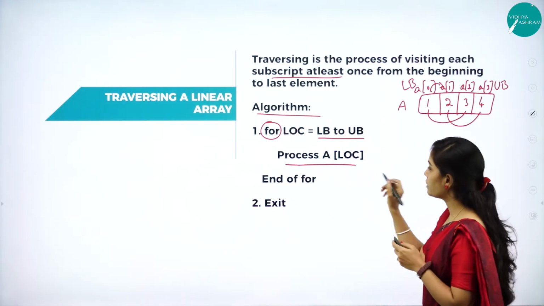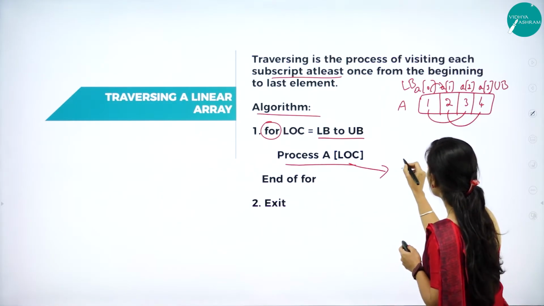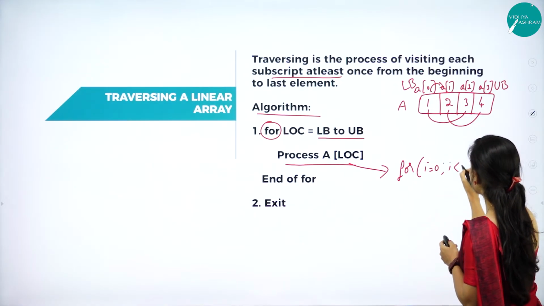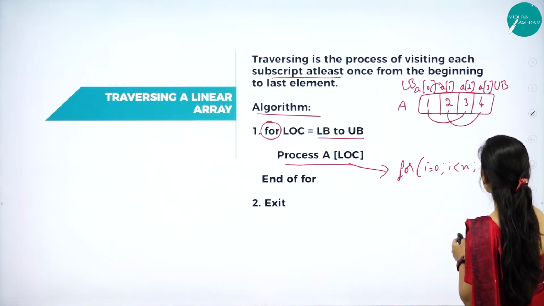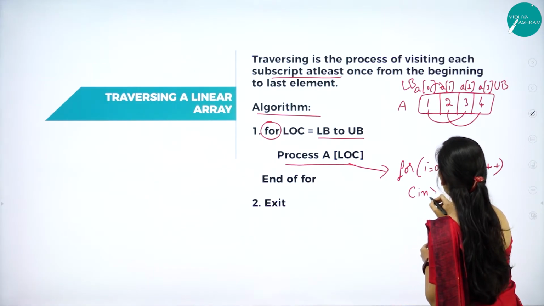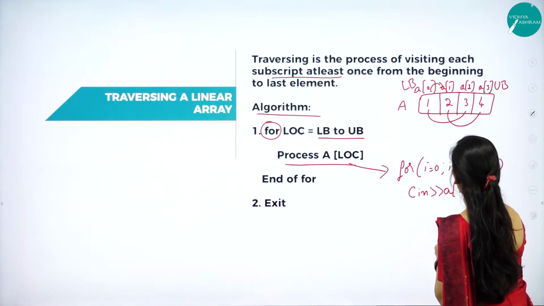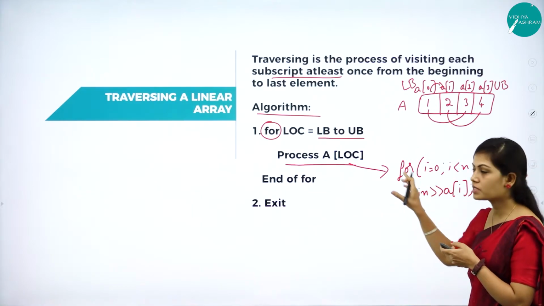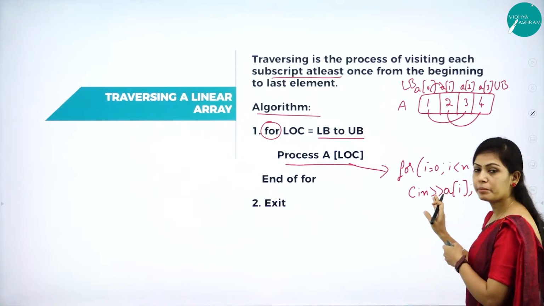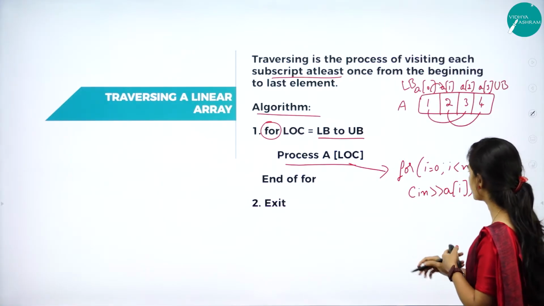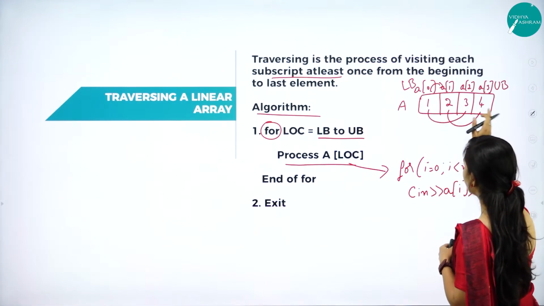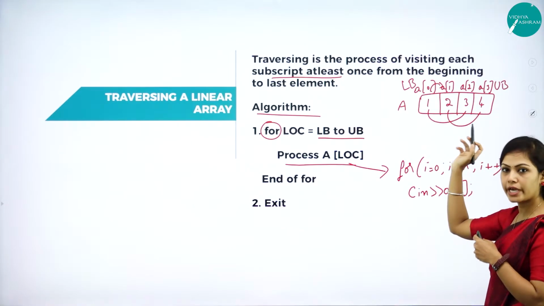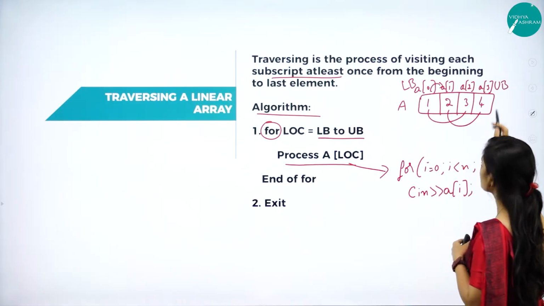So I will consider one example program for process. For I is equal to 0, I less than n, I plus plus, cin A of I. So this is one process. We can call it a process of A of location. cin means it scans the data elements. Example, I will consider 1, 2, 3, 4. We have 4 elements, that is from 0 to 3, that is 0 to n minus 1. This is lower bound and this is upper bound.